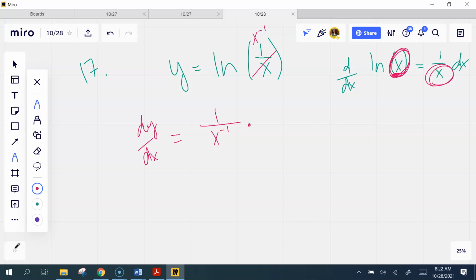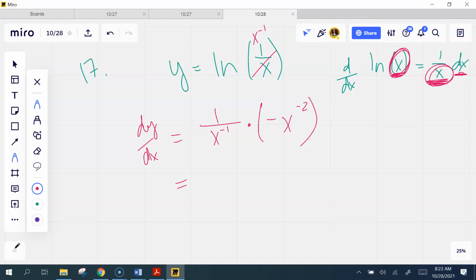1 over whatever you're taking the log of, but now I need to do the chain rule. So now I have to do dx. What's the derivative of what was in parentheses here? Negative 1 times x to the negative 2. You've got to include that dx. Whatever's in the bottom here, you have to do the derivative of. If it's just x, the derivative is 1. But if it's a function, then I've got to chain rule it, right?